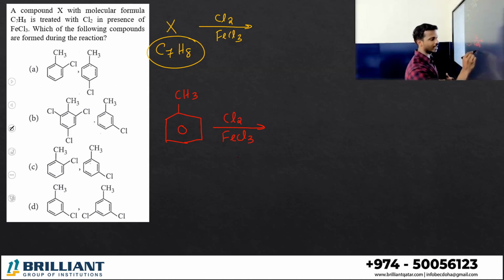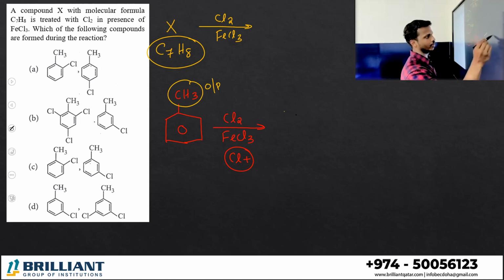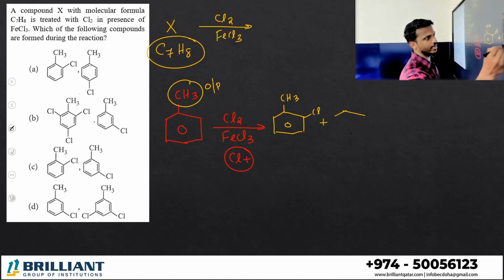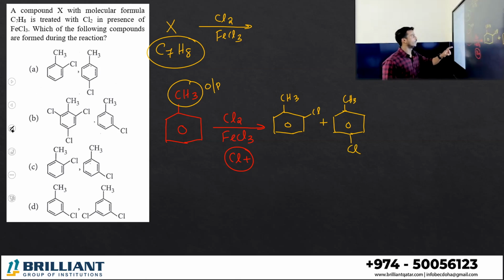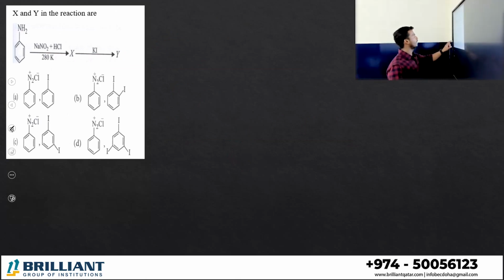Which electrophile? Cl+. Where will it go? Ortho and para position. Why is it so? Because CH3 is an ortho para directing group. So what is the product here? CH3 with chlorine on ortho position and CH3 with chlorine on para position. Correct? So what is your answer? Which of the following products are formed? No doubt, option A itself. Ortho-chlorotoluene, para-chlorotoluene. Simple thing.